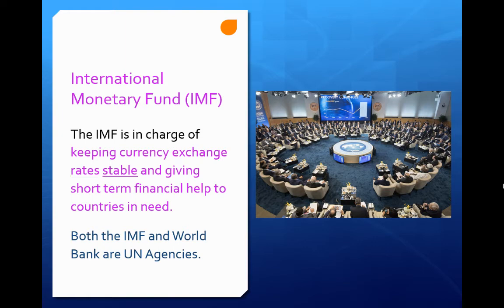And the IMF wants exchange rates to be stable. The IMF does not want exchange rates to change very much from day to day because the IMF wants a lot of world trade. They want a lot of international business. And so if exchange rates are stable, well, then it's easier for international businesses to operate because they can have predictability, right? They know what the future is going to look like.